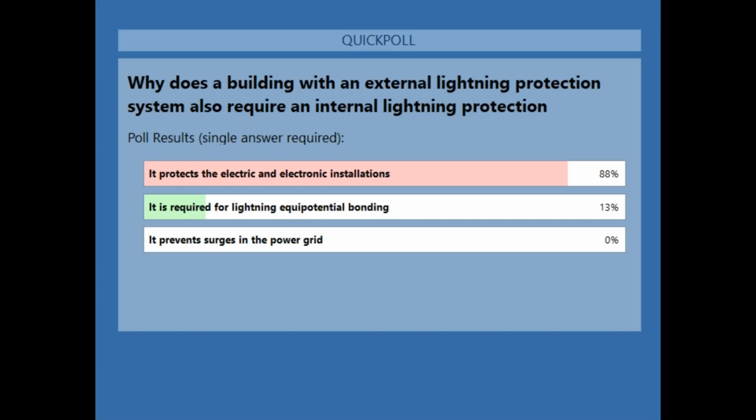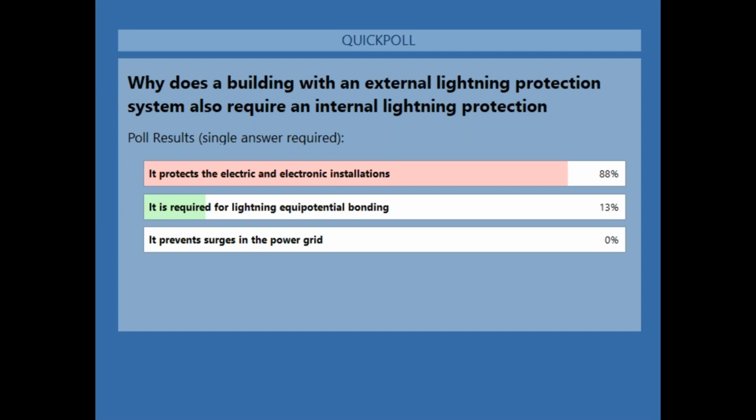Okay, polling results. So most of our audience thought that internal lightning protection protects the electric and electronic installations in a building. And that's right, because that's what it's doing. Internal lightning protection is required for lightning equipotential bonding. That's actually also true, because the surge protection device and the pillars of protection fall under that category. The point being, if you have two pieces of metal, what was the first thing we said? Bond them together.